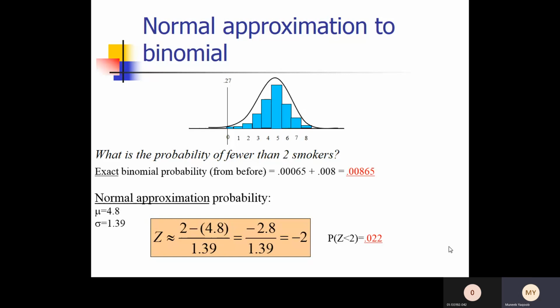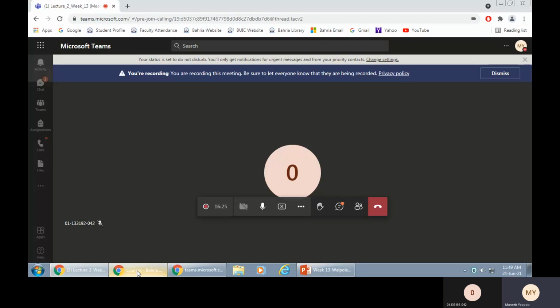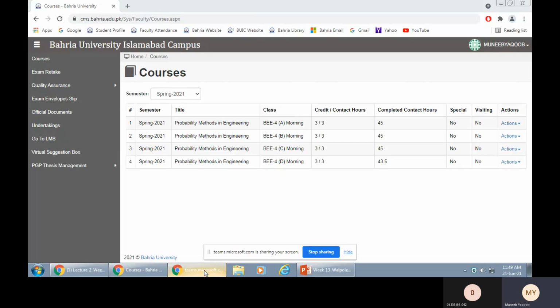You can calculate this probability using the standard normal distribution table as well. How can we calculate this probability? Okay, let me quickly open the book. Then I will tell you how to calculate this probability.